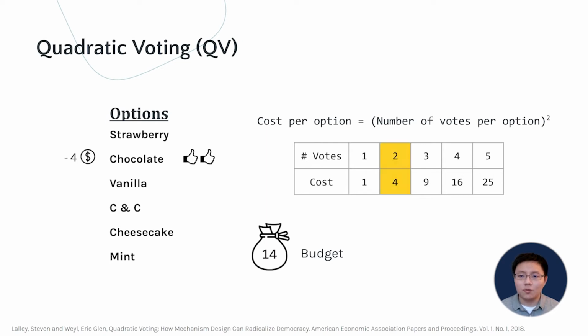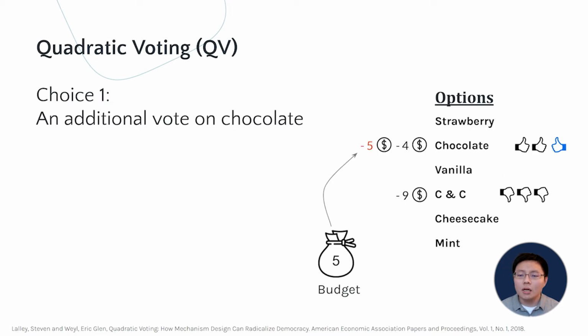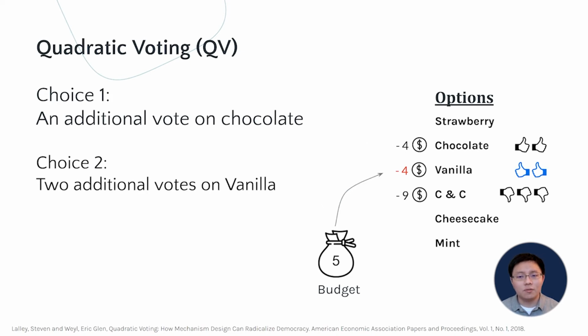He first casts 2 votes in favor of chocolate flavor, which would cost him 4 credits, then 3 votes against cookies and cream, costing another 9 credits. Now he has 5 credits left and needs to make a trade-off in his next step. He can either cast an additional vote on chocolate, consuming all his remaining credits, or he can trade this additional vote for 2 votes in favor of vanilla, which costs 4 credits.